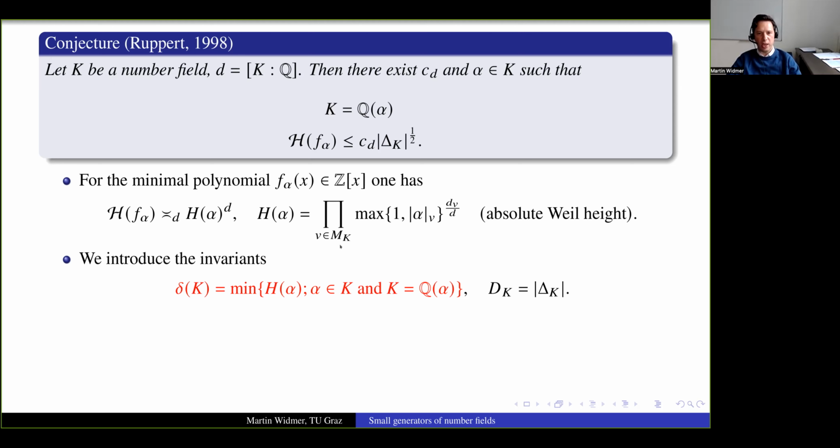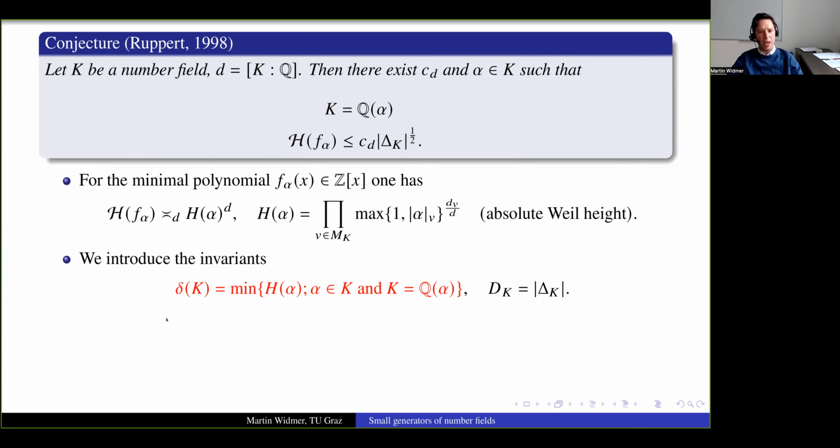So it's a product taken over all places of the field K. For each place, you choose an absolute value that extends either the standard Archimedean absolute value on Q or one of the standard p-adic absolute values on Q. And d_v in the exponent denotes the local degree at the place v. So in this definition, as you have the global degree d in the denominator of the exponent, the entire definition is independent of the particular field K that you choose that contains alpha. And more importantly, the d-th power of the Weil height is comparable to the naive height that we were considering before, where the involved constants depend only on d.